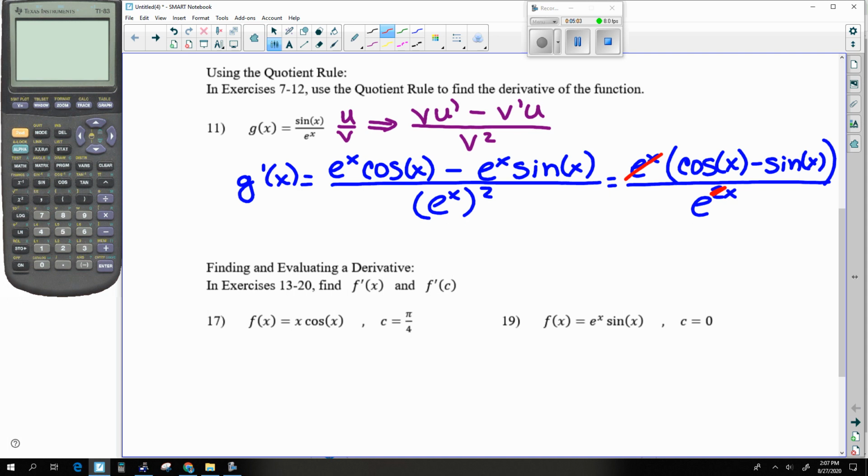It might be a little bit better to understand this. So if I have e to the x squared, it just leaves one of the e to the x's. And so this will ultimately be cosine x minus sine x all over e to the x.